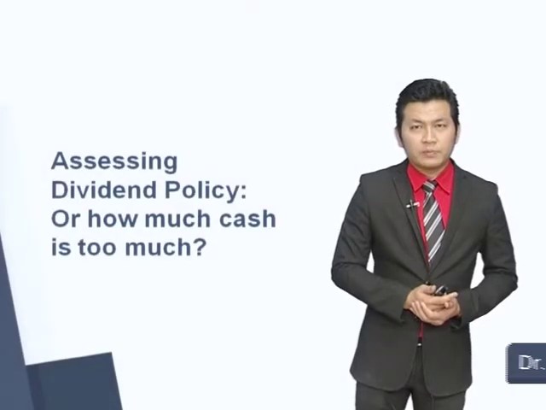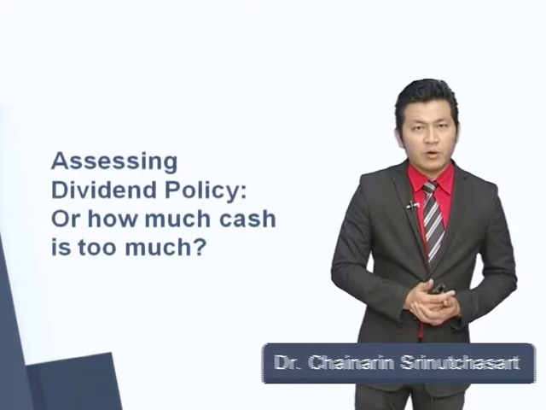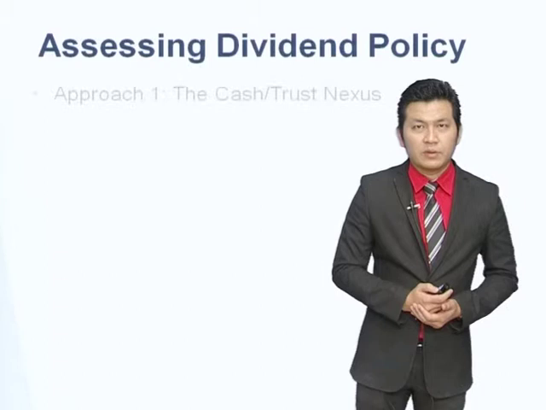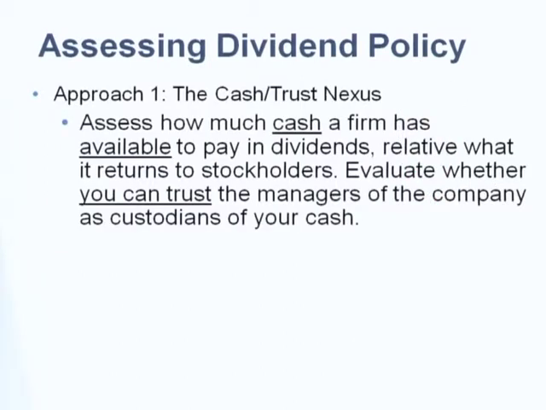Now, we try to assess the dividend policy. We want to know how much cash is too much. So we have two approaches to assess dividend policy. Approach number one, the cash or trust nexus: assess how much cash the firm has available to pay in dividends relative to what it returns to stockholders, and evaluate whether you can trust the manager of the firm to keep your cash.